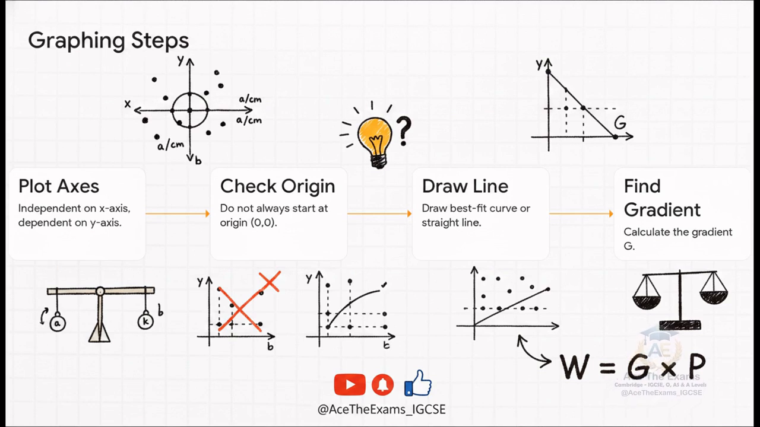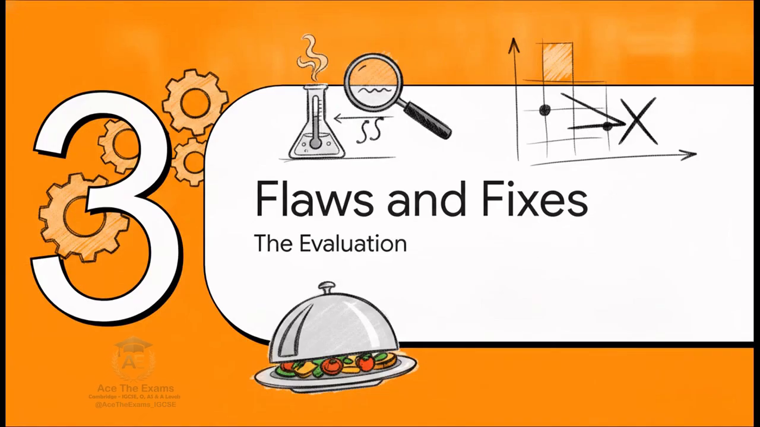Step 3. Draw a smooth, thin best fit curve or a ruler straight line of best fit, ensuring you have an even distribution of points above and below the line. Step 4. Calculate the gradient G by choosing 2 points on the line that are far apart. In this specific experiment, finding that gradient G actually allows you to calculate the weight of the ruler using the formula W equals G times P. Pretty neat, right? All right, part 3, the evaluation, flaws, and fixes.